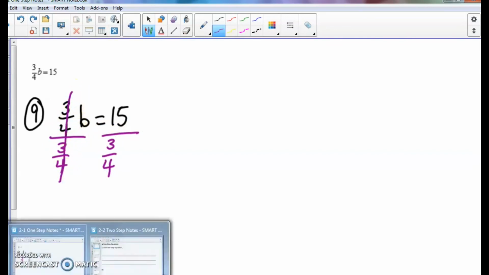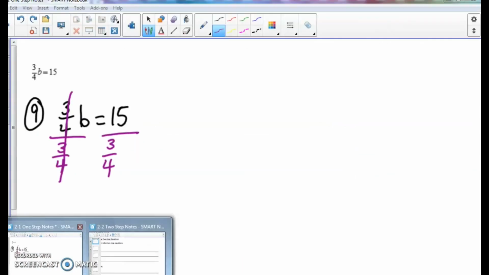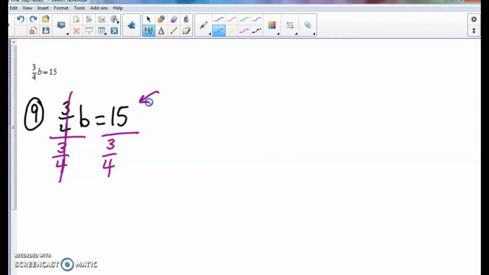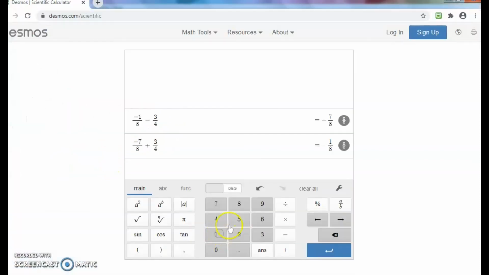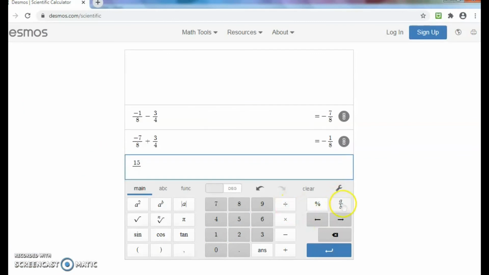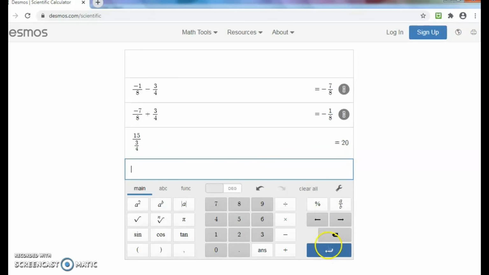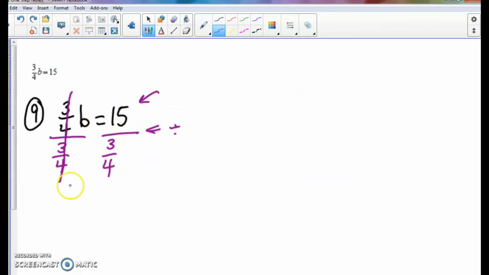And now we're going to pull up our Desmos real quick, and we're going to put in this side right here. Oh, sorry. Pull this back up. We're going to put in this right here. So we're going to put in 15 divided by 3/4. So 15 divided by fraction, 3/4. So Desmos already kind of defaults their division symbol to be the fraction bar. And then we put a fraction on the bottom of it. And we get 20, which is right. So we'll get b equals 20.